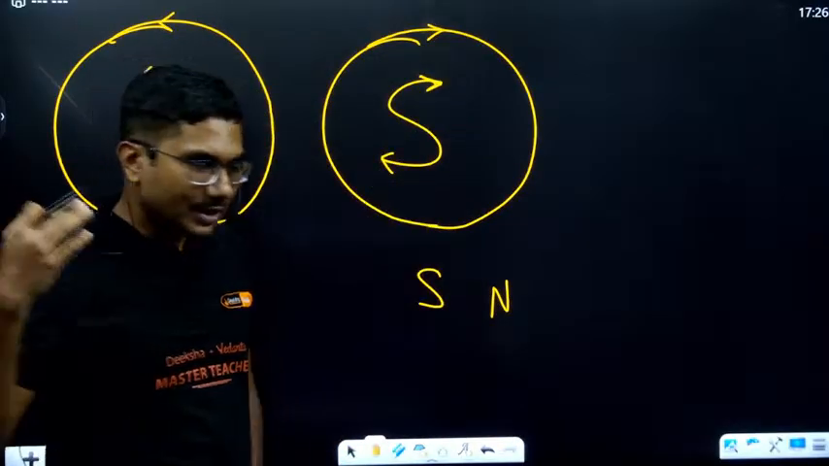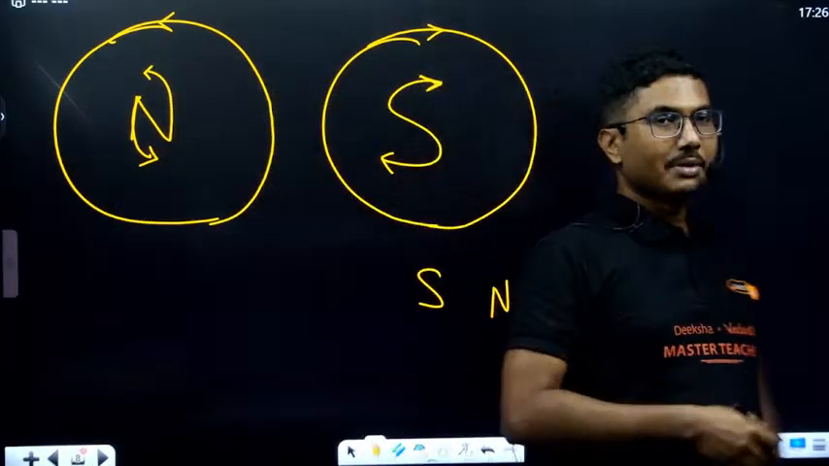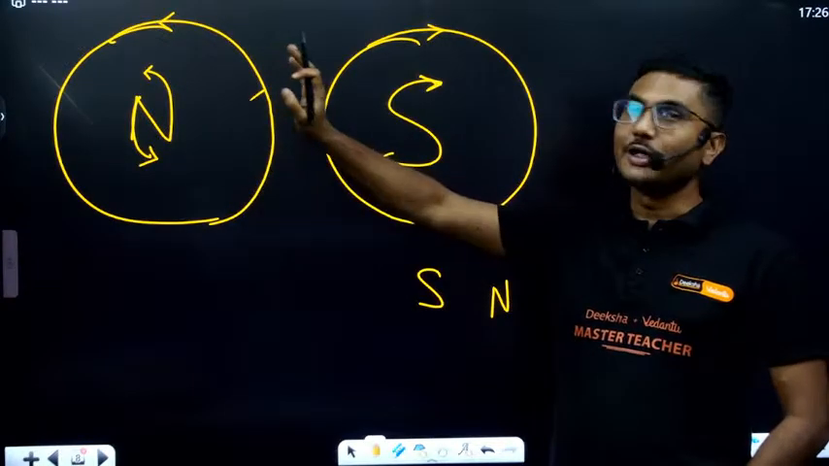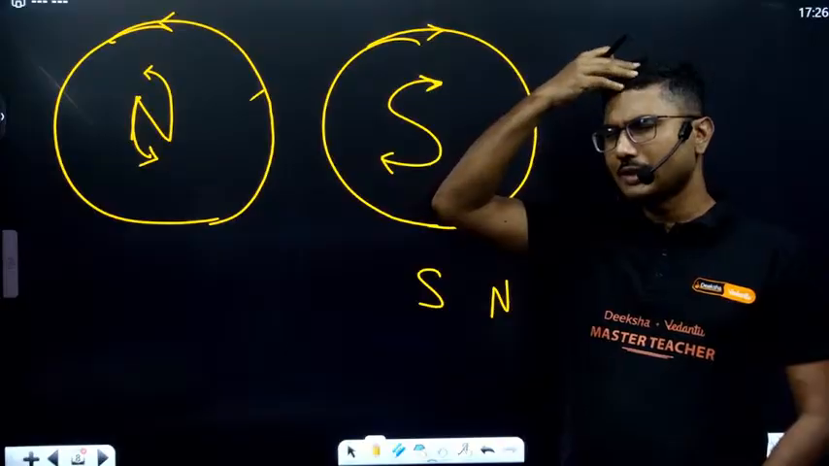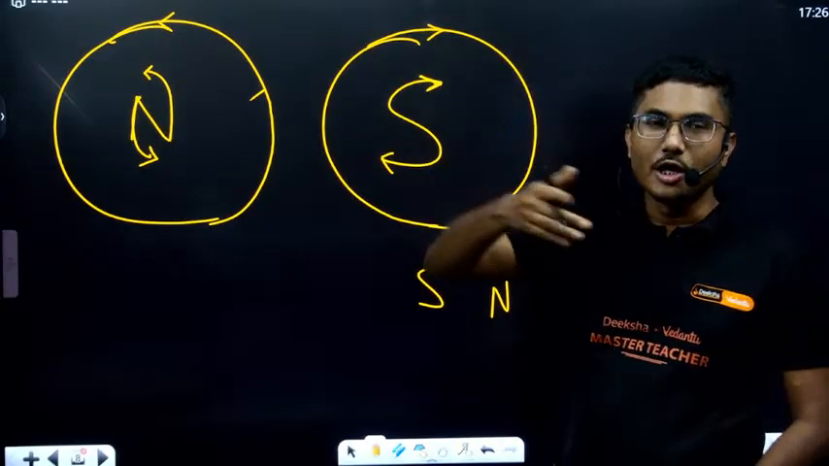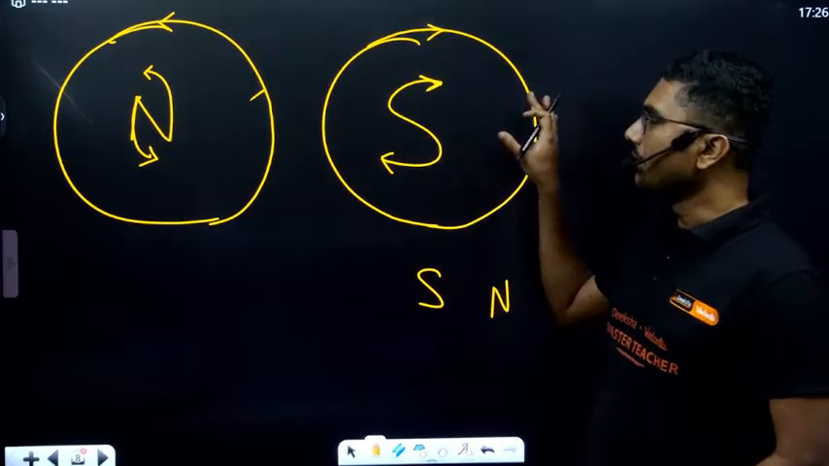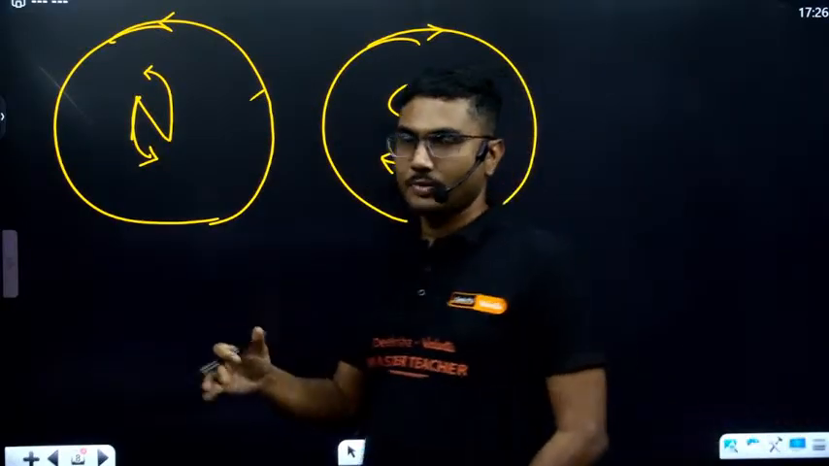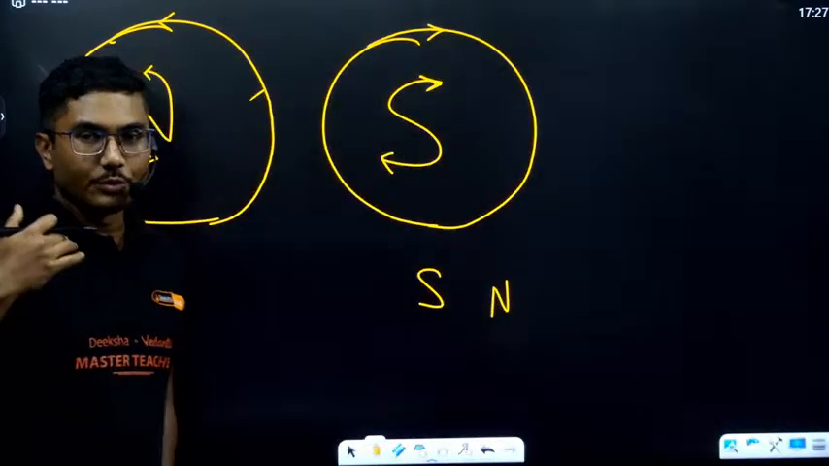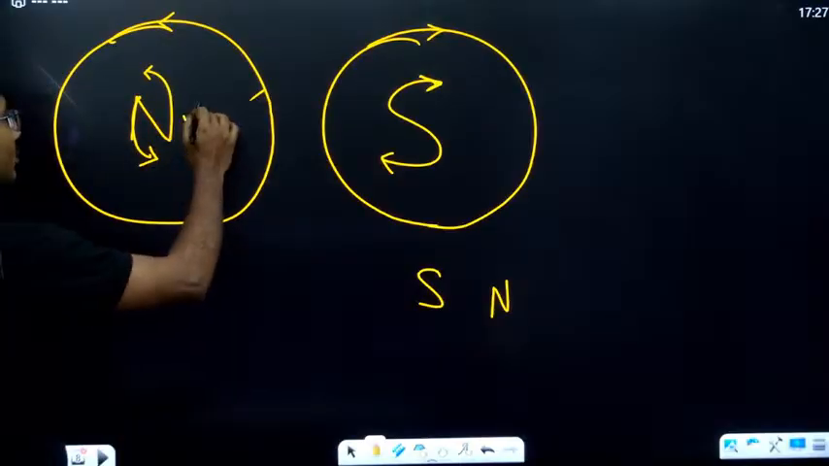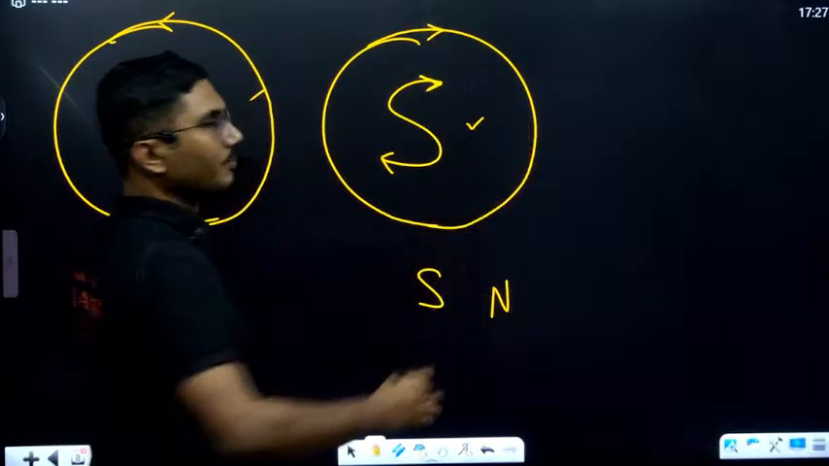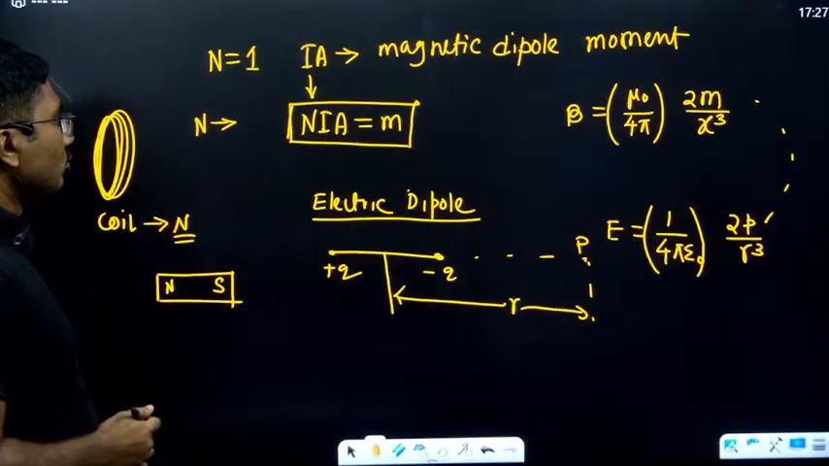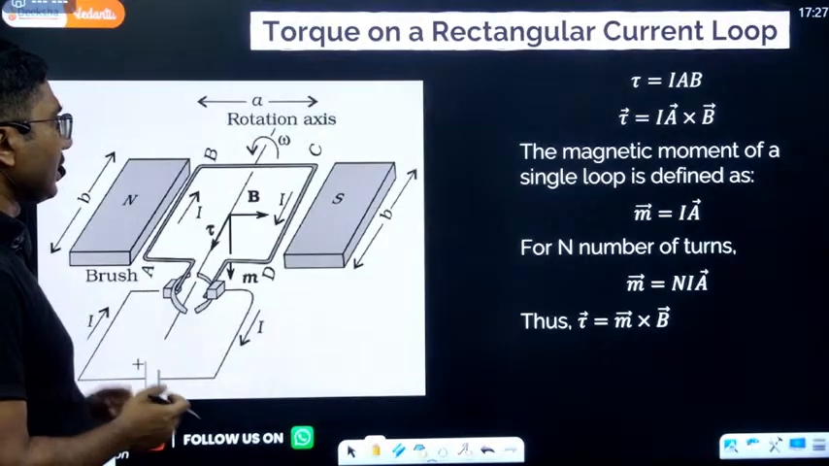Now that is something you need to remember, but if you remember using the pictures, then it is much easier to remember. You don't need to think about clockwise or anti-clockwise. You don't need to be confused. If you just remember the pictures N and S, that is sufficient for you to identify this is the north pole, this is the south pole, right? Clear? Now let's move on and go back to our original discussion.